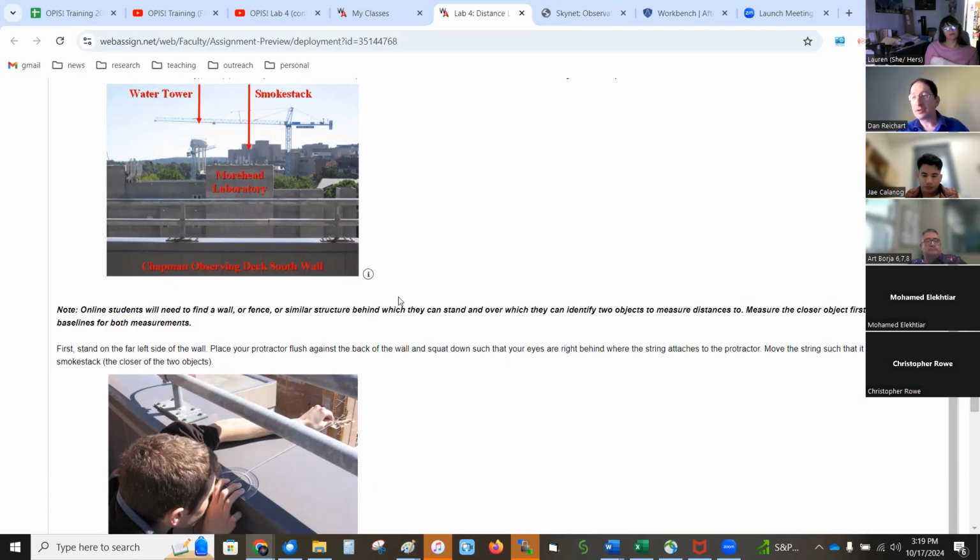If you have a long table or something, you can use that and put objects like half the way from that to the other side of the room and all the way on the other side of the room. On the top of our building, we have this long observing deck, south facing, and the students measure the distance to the smokestack on this building across the quad, and then farther away, the water tower.